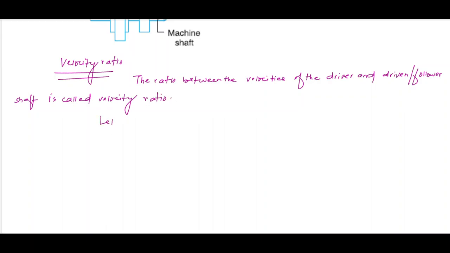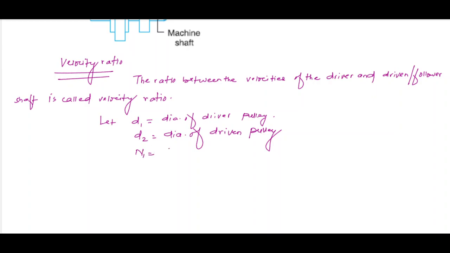Now let D1 be the diameter of the driver pulley, D2 the diameter of the driven pulley, and N1 the speed of the driver shaft. N2 is the speed of the driven shaft. Okay, then velocity ratio.